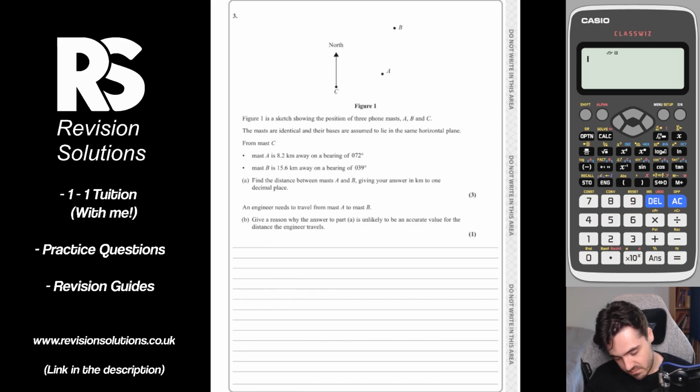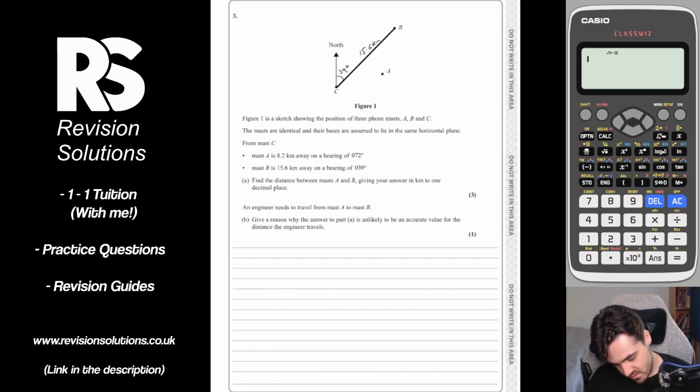So first off, I'm going to draw that information onto the diagram. So if we put in mast B first, so that's this side of our diagram, then we'd have this distance is 15.6 kilometers. And this angle from north, the bearing, is 39 degrees.